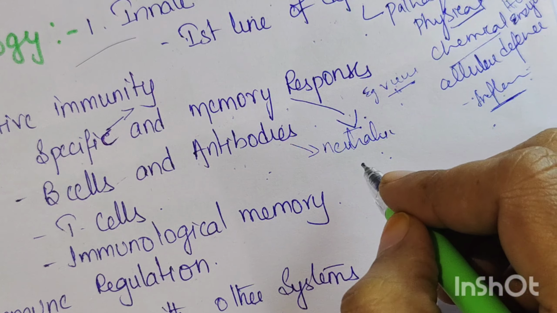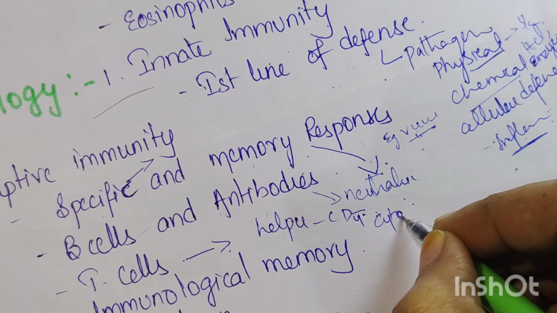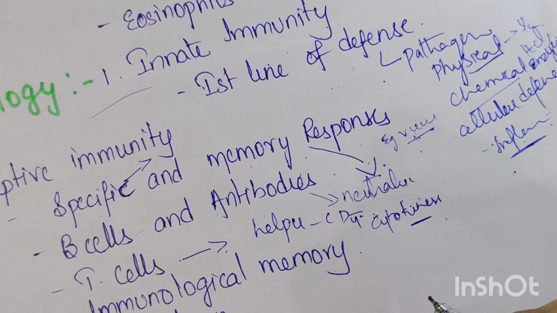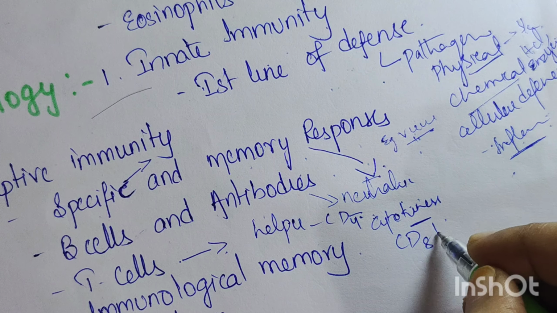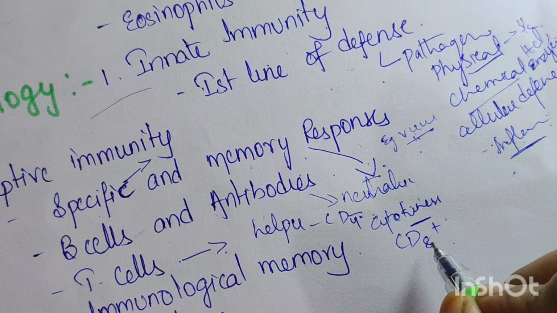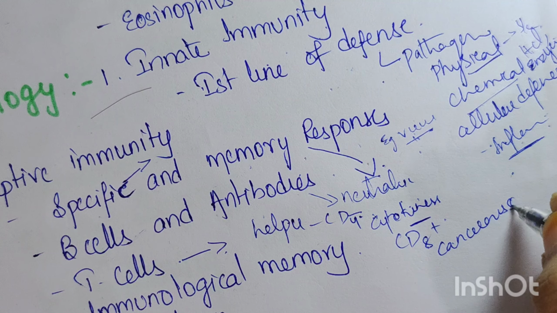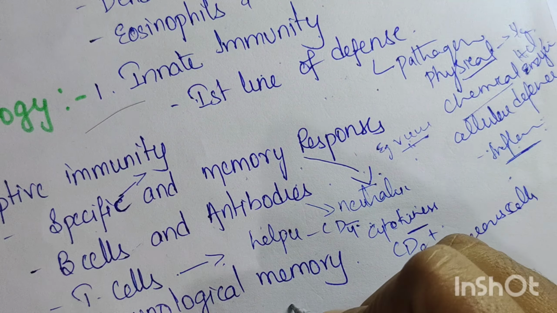Next is the T cells, okay. T cells means helper T cells, which are called CD4 cells, okay. These will assist the immune cells by secreting cytokines, which will enhance the immune response. And the next is cytotoxic T cells, which are CD8 plus, which directly attack and kill the infected or cancer cells, okay. And the last one is the immunological memory, okay.